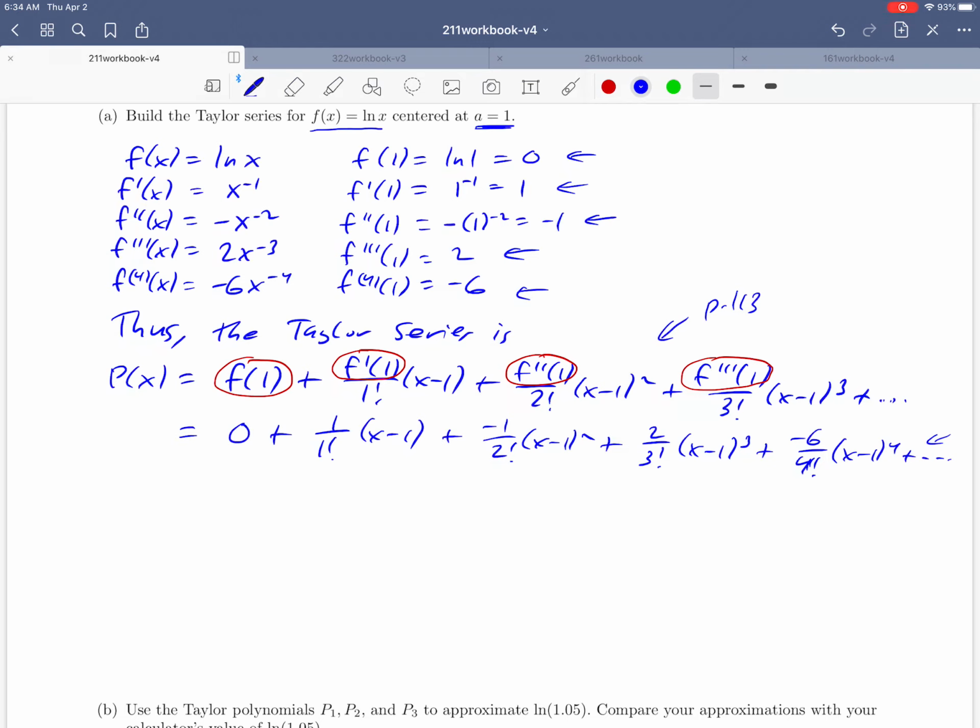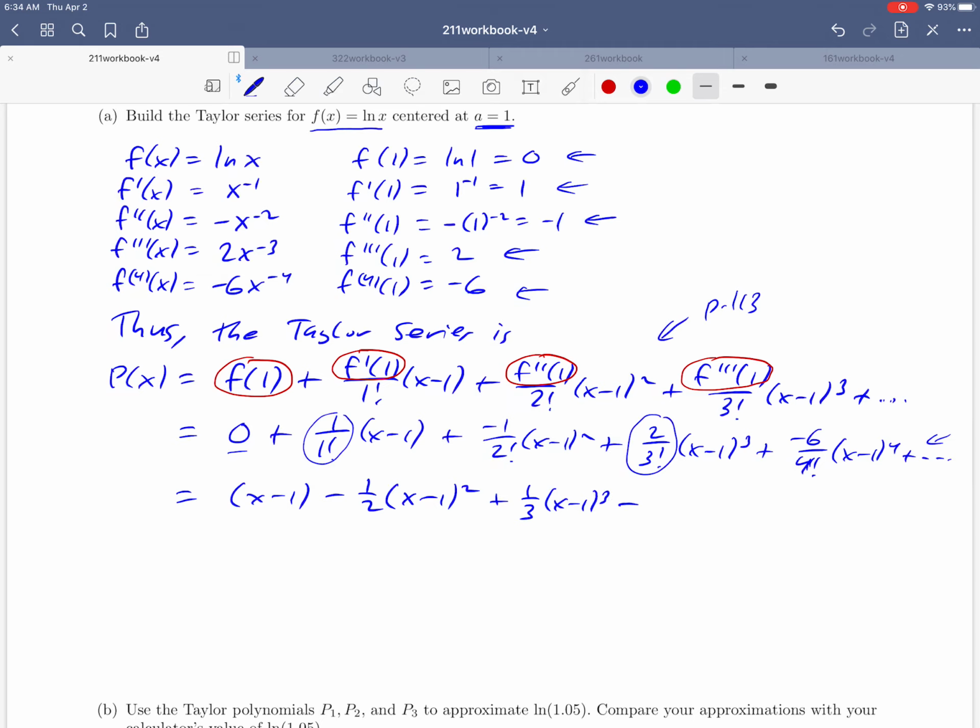There's sort of a pattern to these numbers that we're seeing here. Okay, so first thing, we notice we've got a 0 for the first term. We don't really need to write that. And then what's 1 over 1 factorial? That's just 1. Okay, and then we come to minus 1 over 2 factorial. That's a minus 1/2. And then 2 over 3 factorial, what is that? Well, that's 2 over 6, which reduces to 1/3.